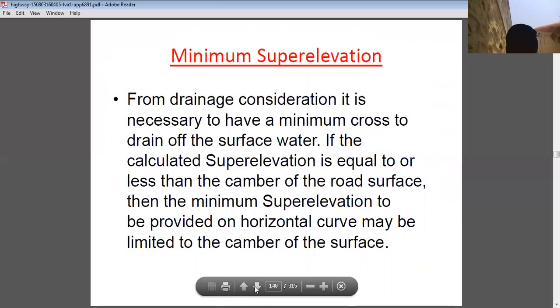Minimum super elevation. For drainage consideration, it is necessary to have a minimum cross drainable surface water slope. If the calculated super elevation is equal to or less than the camber of the road surface, then the minimum super elevation to be provided on the horizontal curve may be limited to the camber of the surface. Camber means the slope of the road surface, which drains away the rainwater fallen on the road. So the super elevation should be equal to or more than the camber, that is, the slope of the road surface.